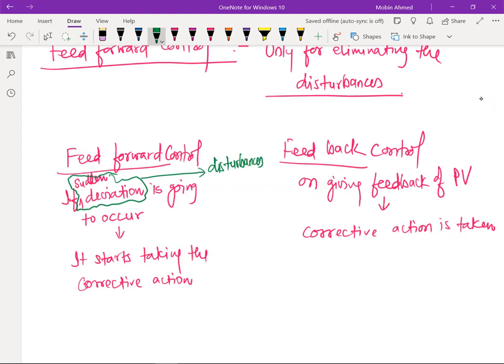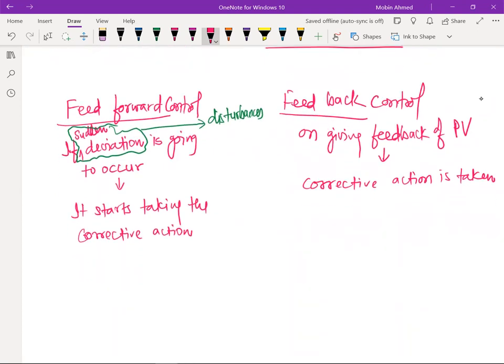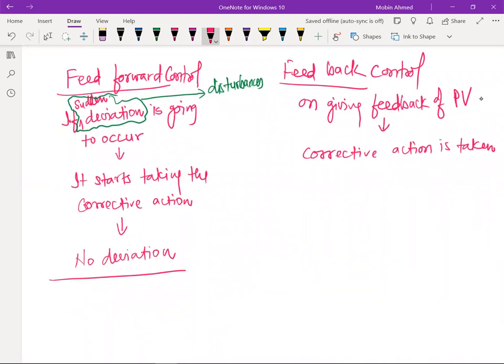Okay. So here, on giving the feedback of the present value, this corrective action is taken. And here, if the deviation is going to take place, it will first monitor that one, and accordingly it is going to take the action before only. So there is no deviation. Finally, the result is no deviation. But how is it going to do that? So this feed forward control is going to monitor.